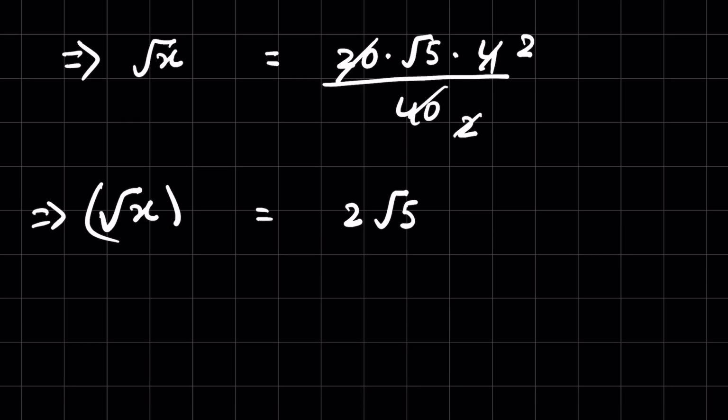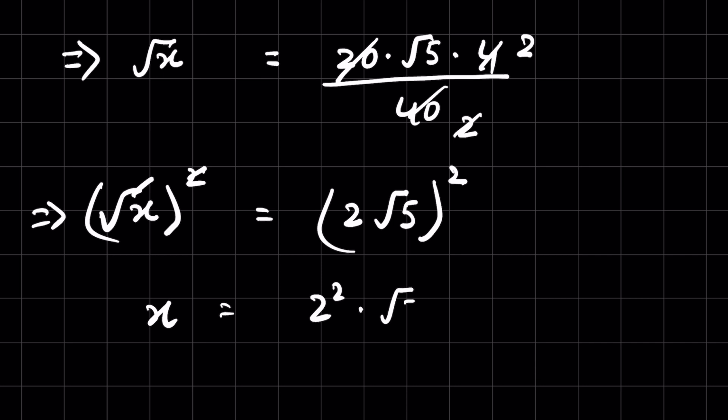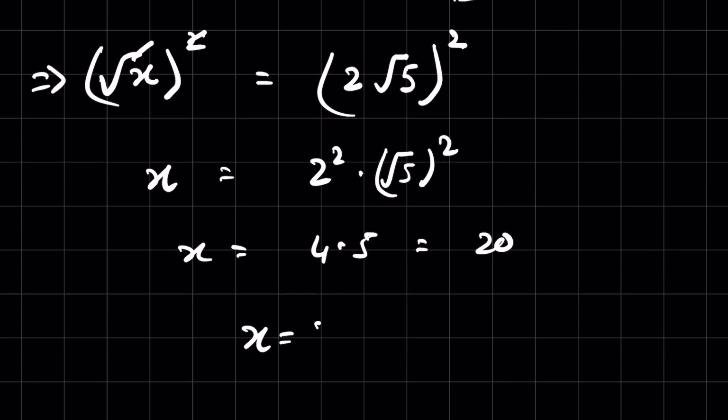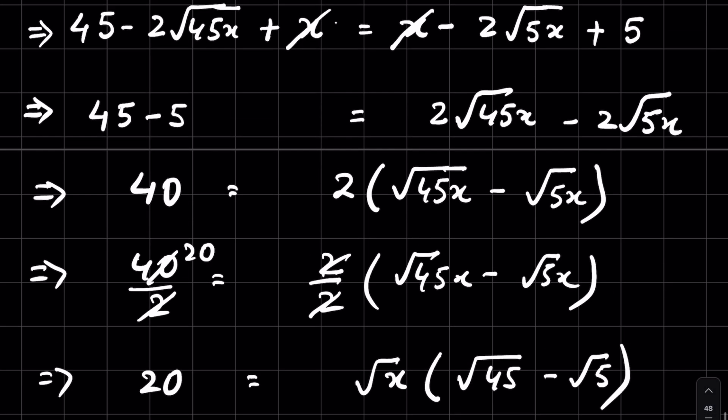Now to remove the square root, let's square both the sides. So remove the square root with this square, so it will be x is equal to 2² times (√5)², or x is equal to 4 times 5 is equal to 20. So x is equal to 20. This is our answer. We can verify this answer.